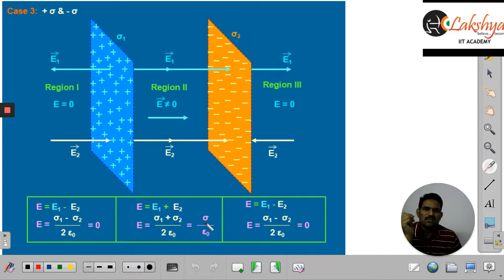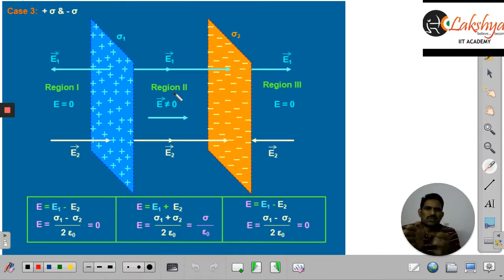Which is nothing but sigma by epsilon naught. Sigma 1 plus sigma 2 is 2 sigma, so the 2 will cancel, and you get sigma by epsilon naught. So the electric field is only present in this region. This arrangement you will get in capacitors. Remember that. In capacitors, I think you have an idea, it consists of two plates.